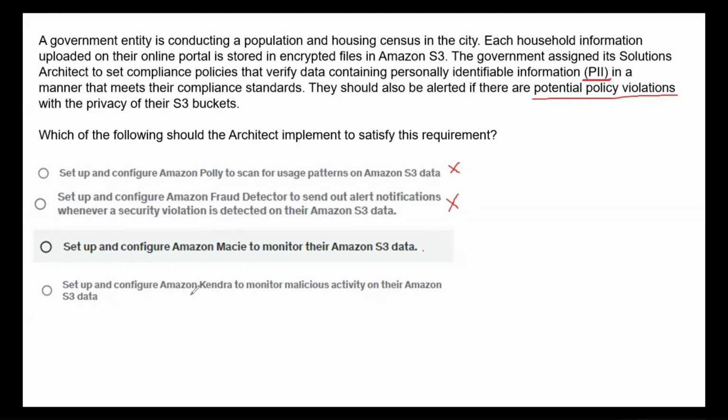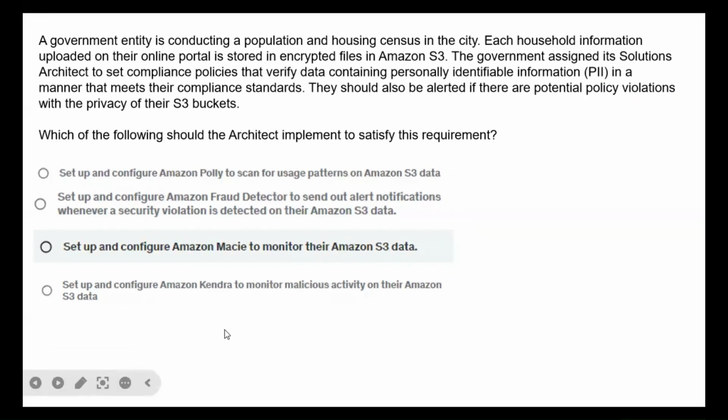So set up and configure Amazon Kendra to monitor malicious activity on their Amazon S3 data. So Kendra is a service that also is having a different use case. So we can exclude the answers 1, 2, and 4. So typically we are left with choice 3, which is Macie. So what is a service that will help in monitoring the PII information on a S3 bucket? It is Amazon Macie. Okay, so we have to use the Macie service for this requirement here.